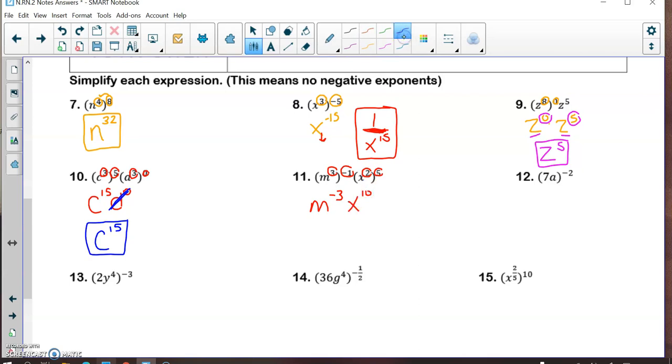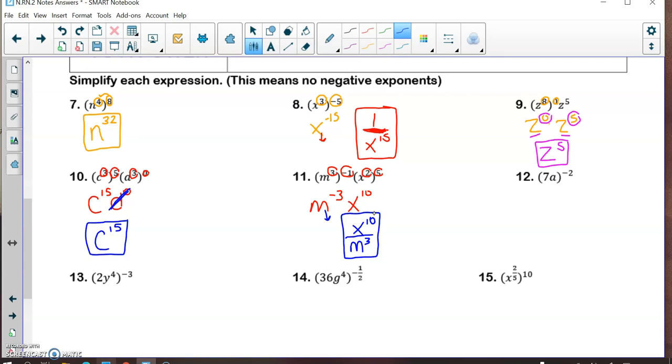Now the m to the 3rd power has a negative exponent, so that's going to need to go into the denominator, where my x to the 10th power will remain in the numerator because it already has a positive exponent. So this is your final answer for that one.